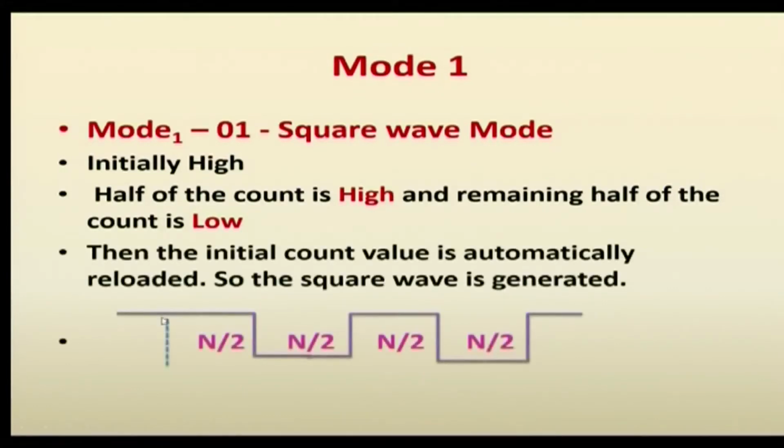So, this is the initial high value, here only it starts. Half of the value is high, then half of the value is low. After reaching low, the value is loaded again, half is high, half is low. This process is repeated until we get our required square wave.